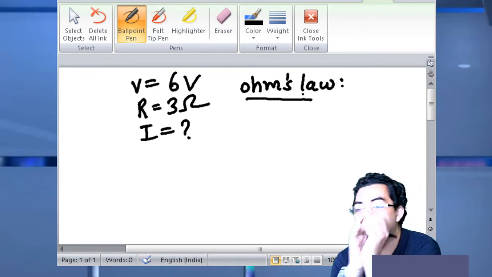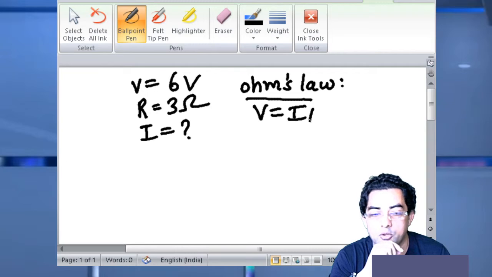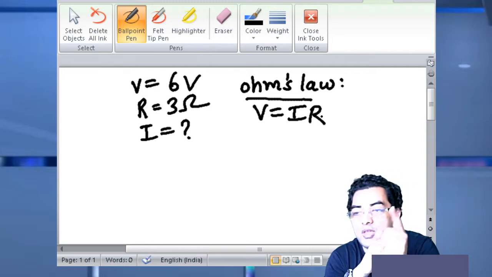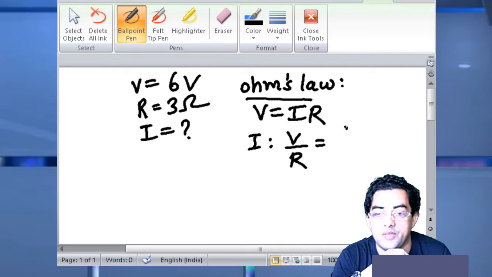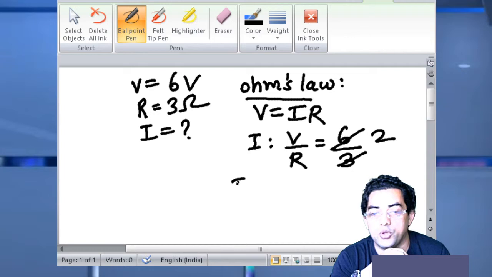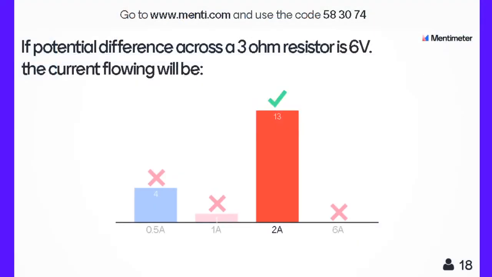So when there is an Ohm's law kind of question, we know the Ohm's law is V is equal to IR, right? Let's substitute. We need to find out I, so it will be V over R. What is V? V is 6. What is R? R is 3. So 3 times 2. So your I will be 2 and current is in amperes. So guys, the correct answer is 2 amperes, as you can see on your screens. Okay, this was for those students who have got it wrong.